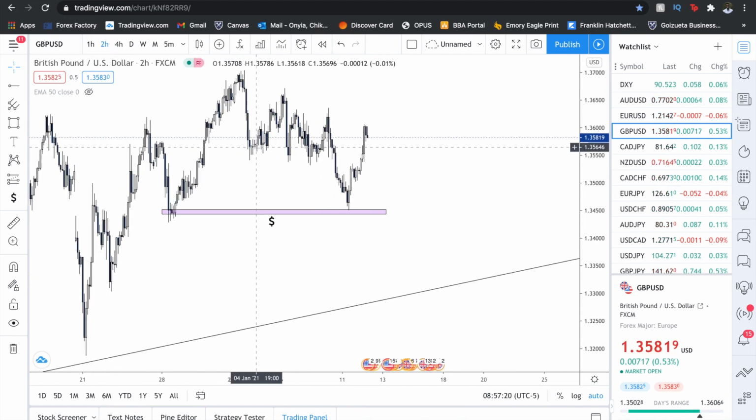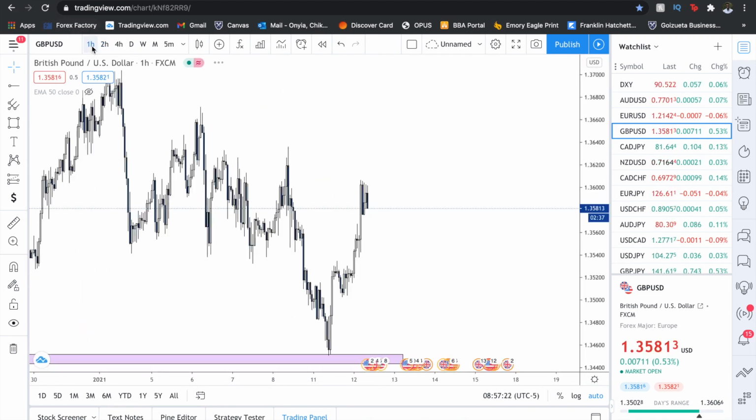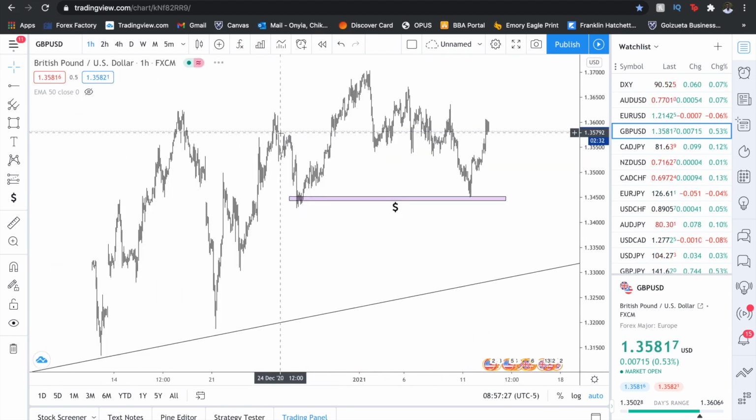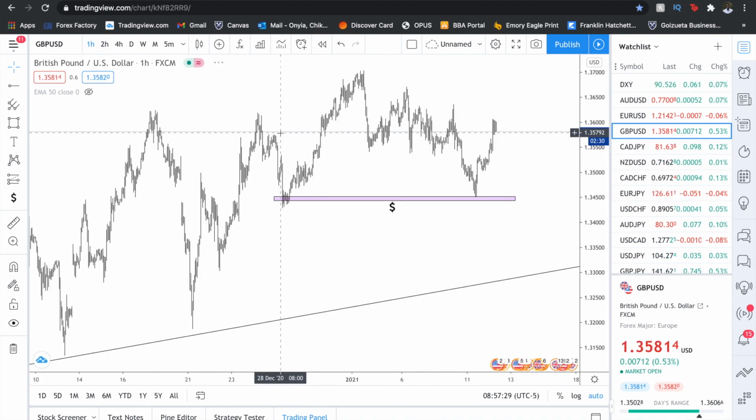But also look at the 2 hour, pretty much the same thing. Let's go down to the 1 hour. That's where I'm going to stop. And then after the 1 hour, it's going to go straight to OTE, because we're done looking at the longer time frames.